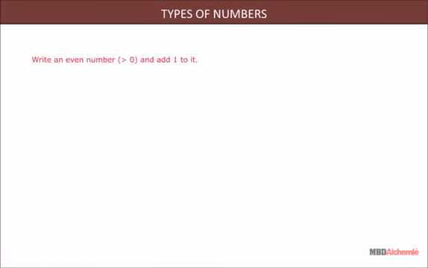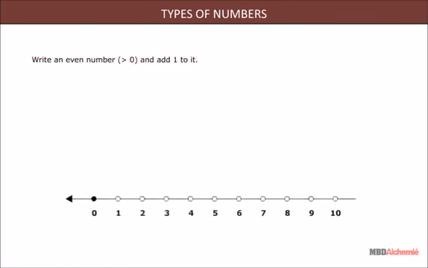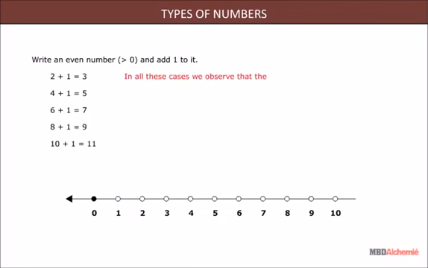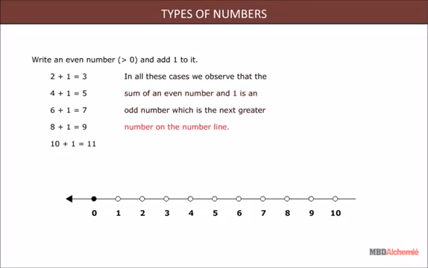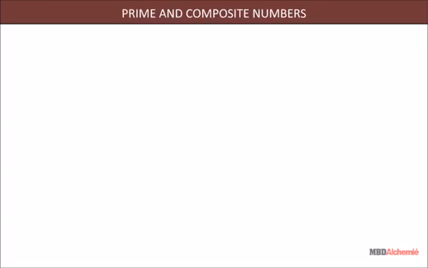Write an even number greater than 0 and add 1 to it. 2 plus 1 is equal to 3. 4 plus 1 is equal to 5. 6 plus 1 is equal to 7. 8 plus 1 is equal to 9. 10 plus 1 is equal to 11. In all these cases, we observe that the sum of an even number and 1 is an odd number, which is the next greater number on the number line. Thus, any even number greater than 0 plus 1 is equal to the next greater number, which is an odd number. Prime and composite numbers.